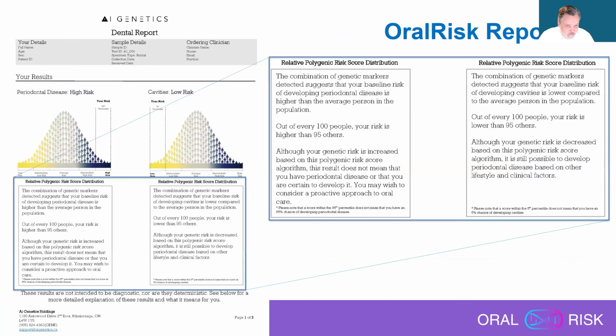Expanding the first page of the report a little bit further, underneath the visual we have separated out a little bit more detail so that it helps guide the patient into what they're interpreting. For example, it looks at what out of 100 patients, your risk is higher than 95 other patients. So it's giving an understanding of what they're actually visually seeing in their report. And the same is also done for the polygenic risk for the cavities.